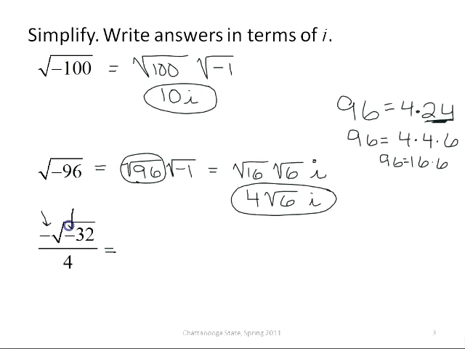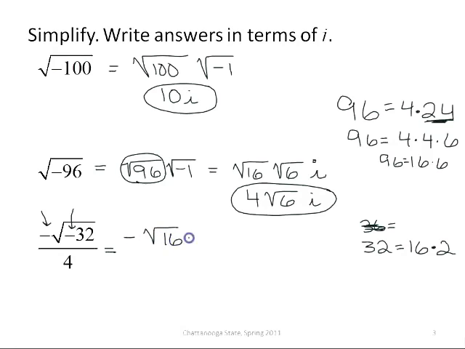Now one thing I want you to notice about this problem is we have a negative inside and outside of the radical. These do not cancel each other out. What we have to do, though, is simplify this radical. So we're going to have to do the same sort of thing with our 32 that we did with our 96. So if I think about factors that go into 32, oops, 32, not 36. I know that 32 is 16 times 2.